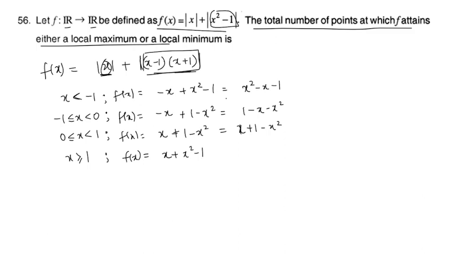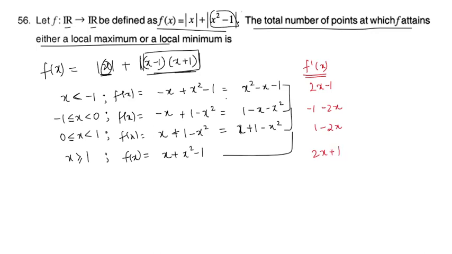And now we want to find the number of local maxima or local minima. So the best way to do that, since all of these are differentiable functions, is to just write their derivatives right away. So let me just write f dash of x. And so this will give me 2x minus 1. This will give me negative 1 minus 2x. This is going to give me 1 minus 2x. And this one is going to give me 2x plus 1.